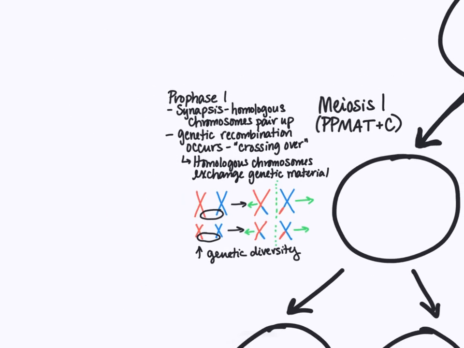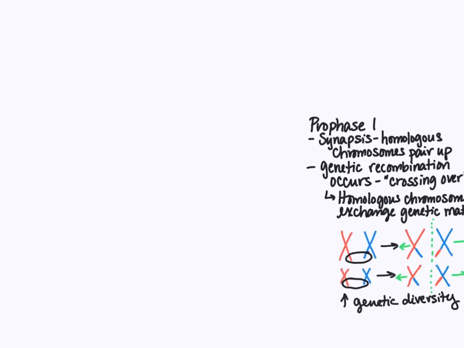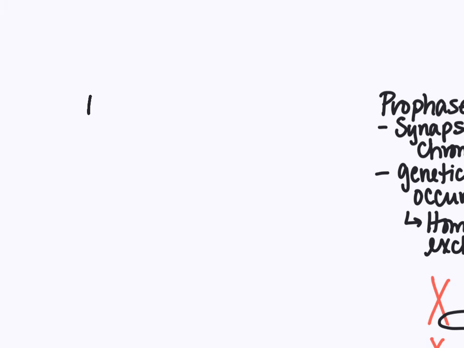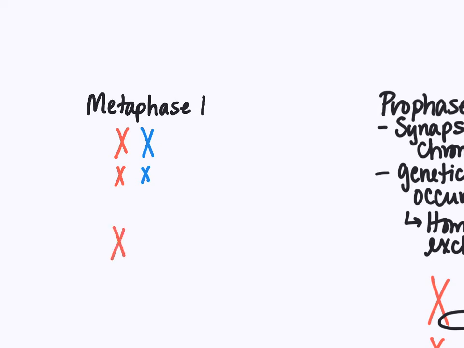So recall that during metaphase 1, we have something called independent assortment happening. So we mentioned that during metaphase, the homologous chromosomes line up in the middle of the cell. Now, the order that these chromosomes line up in the cell is random. So they could line up like how we have it shown here, or they could line up in a different configuration. And so we call this independent assortment.